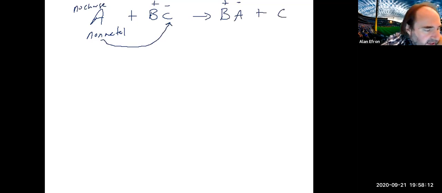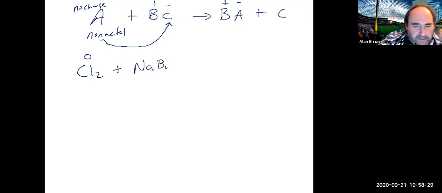This is very common, happens with the halogens. Same idea, the guy coming in needs to be more reactive than what it's replacing. So for example, here, if we took chlorine that has no charge to begin with and reacted it with sodium bromide, again, this is a positive negative guy and a nonmetal by itself. The chlorine would come in and kick out the bromine. When it does, the chlorine then gets a charge of -1. The sodium has a +1 charge.